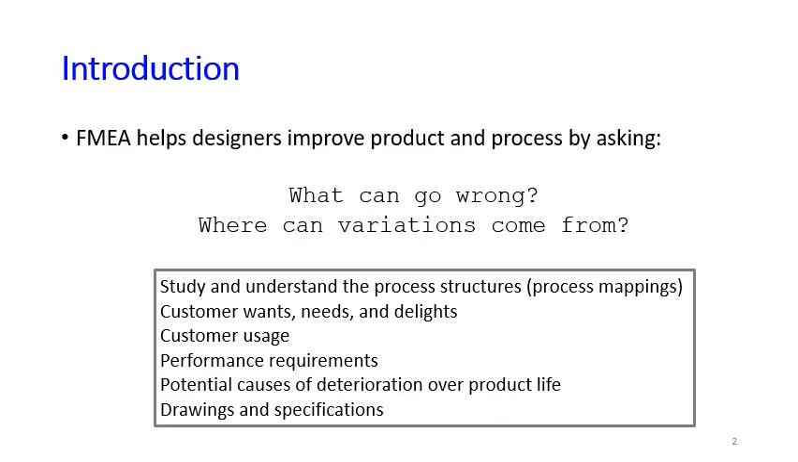Furthermore, another question is, where can variations come from? For example, we consider that the different customer usages of a product might give different variations of the failure of the product. So to answer these two questions, the designers and the design team should study and understand the process structures, should map the process, how it goes, which component goes to which component, what is the effect from one process to the others.